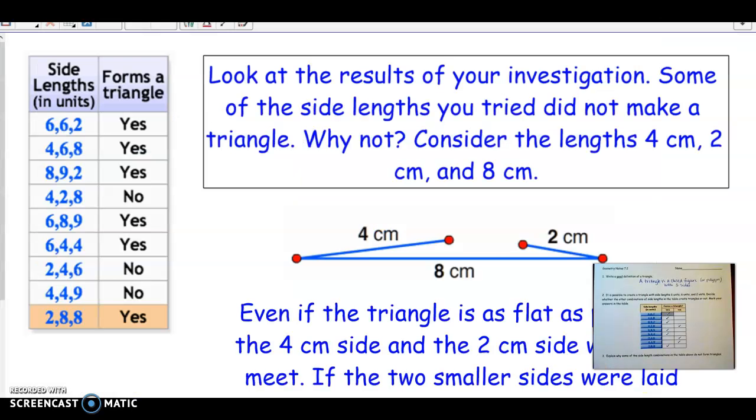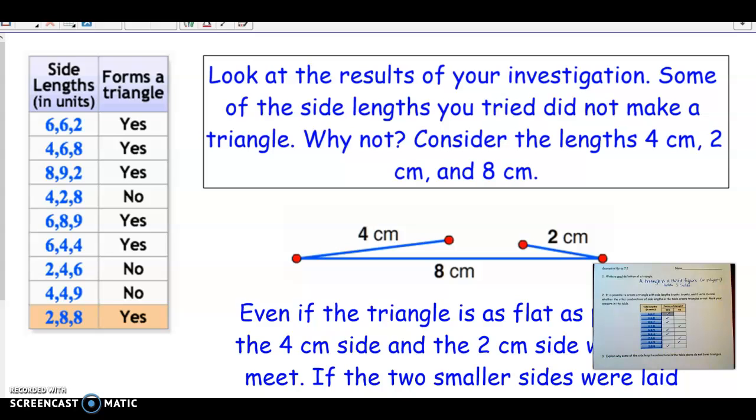Okay, so you can look at the results of your investigation and see if they are correct by looking on the key that I have here. So we did 6, 6, 2 together, and that was yes, it forms a triangle. The first one that was a no was the 4, 2, 8 lengths. That is a no. And then a 2, 4, 6 is a big no, and 4, 4, 9 is a no. So other than those three, all of those others should have been a yes. So let's look at why that happened.